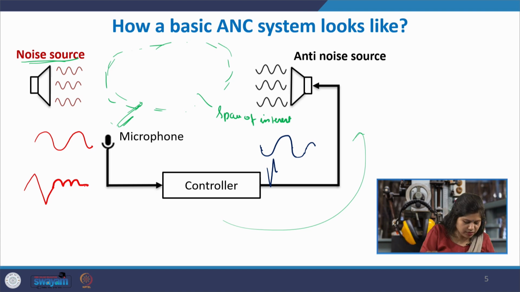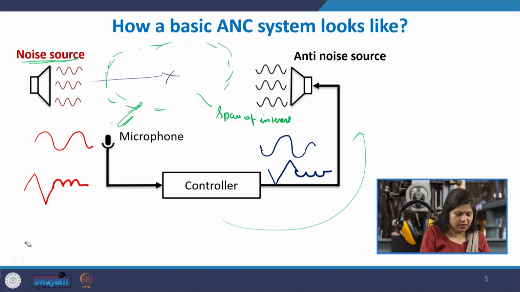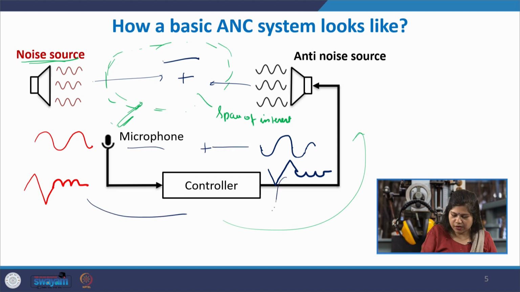Again, based on whatever is the measured signal, the controller will drive the secondary source so that it creates something anti-phase to the measured signal. So, in this case what it will create is some sound source which is anti-phase to the measured one. It would be something like this. Whenever these two add up in the first case, they have a net zero effect. In the same way, whenever these two add up, they have a net zero. So, always it is a destructive interference. This is how the basic ANC system works.